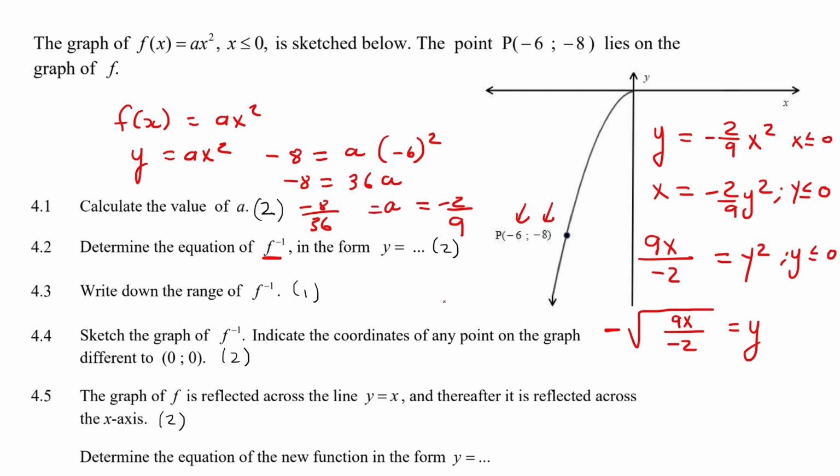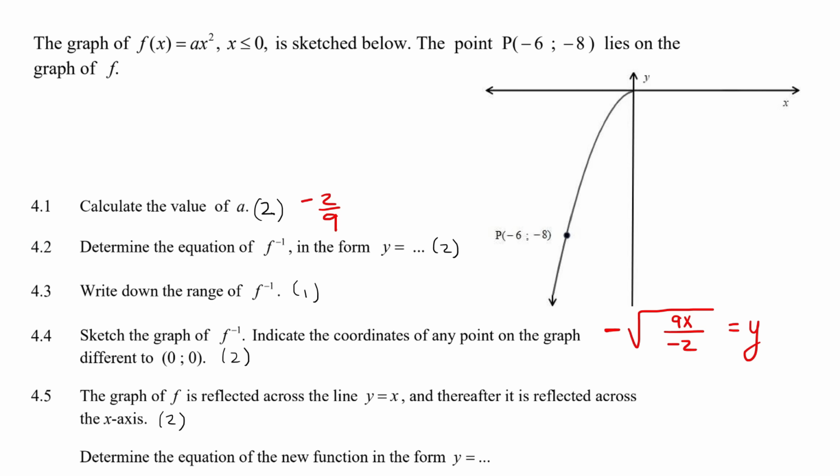Okay, so there is the answer for question 4.2. And then just one more thing, obviously we wouldn't write it as y, you would change it to f of x with the inverse symbol. So you'd put like a little -1 there. So let's just write our final answer. It's going to be f negative 1 of x is equal to the negative of the square root of 9x over negative 2. Write down the range of the inverse.